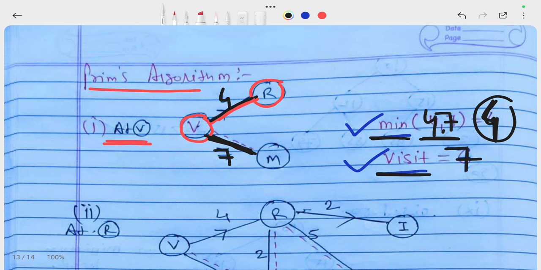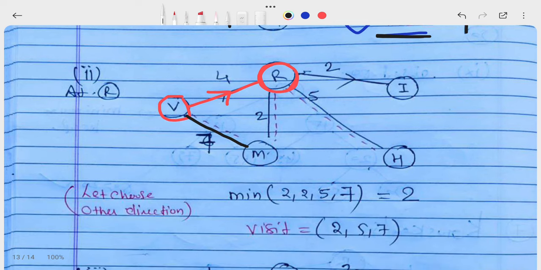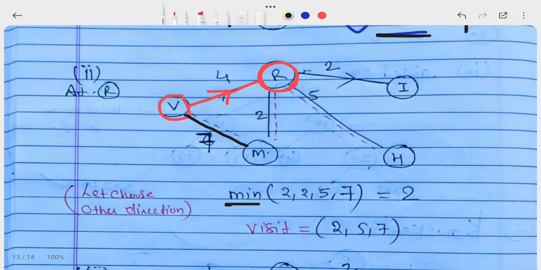Now if you are going this direction, what is the meaning of this? I started from here and I am going here, I am now here, this is my position. Here I already visited 7. Now the second time when I create the minimum, how to write the minimum? When I write the minimum, this 7 will come second.